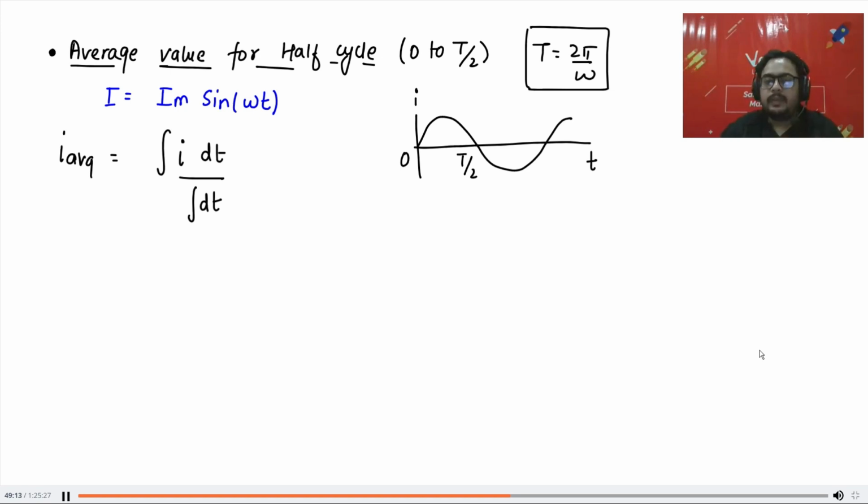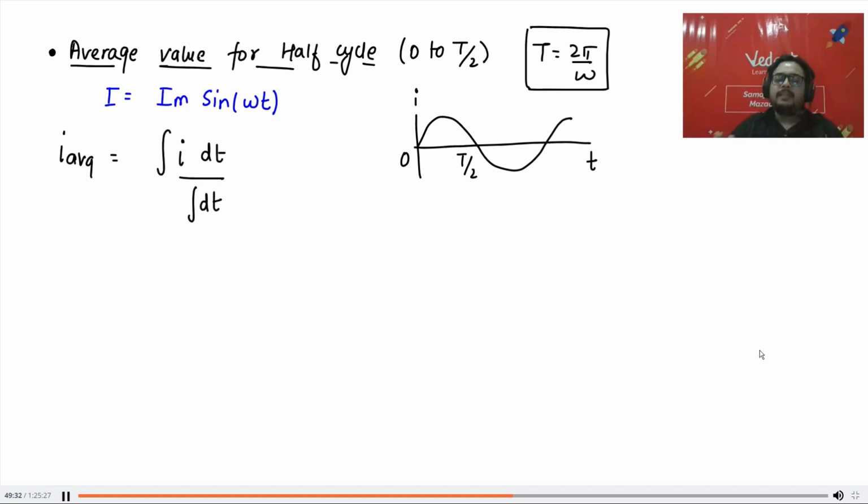Formula. The average of anything is calculated like this: add all the values upon total time. This is total current for all the time upon total time. Sir, why integration? Because current is variable. That is why we use integration.